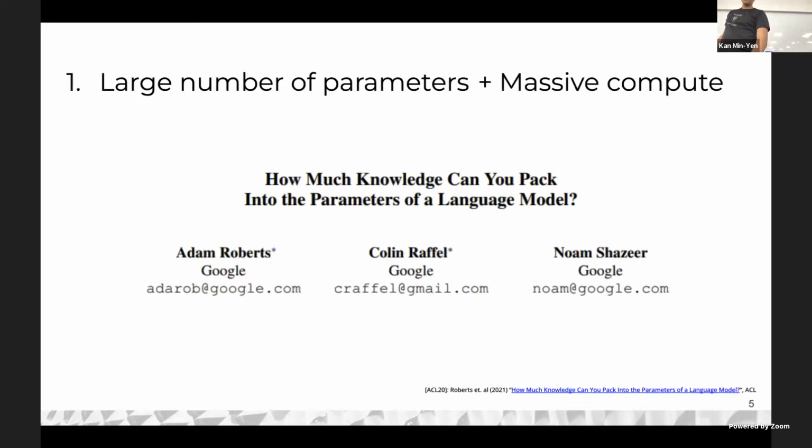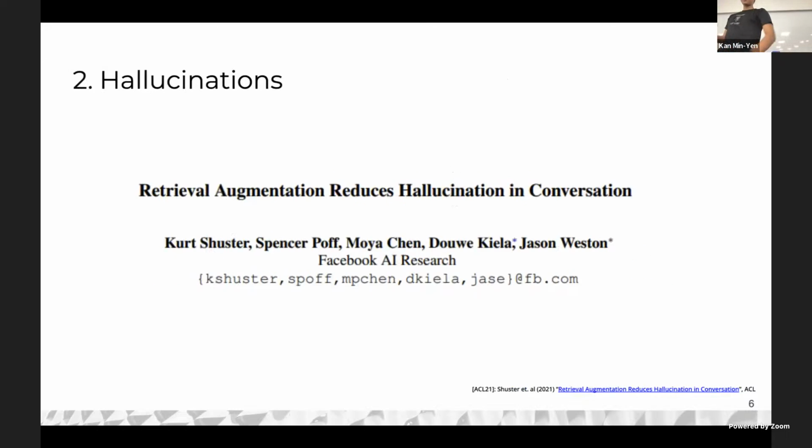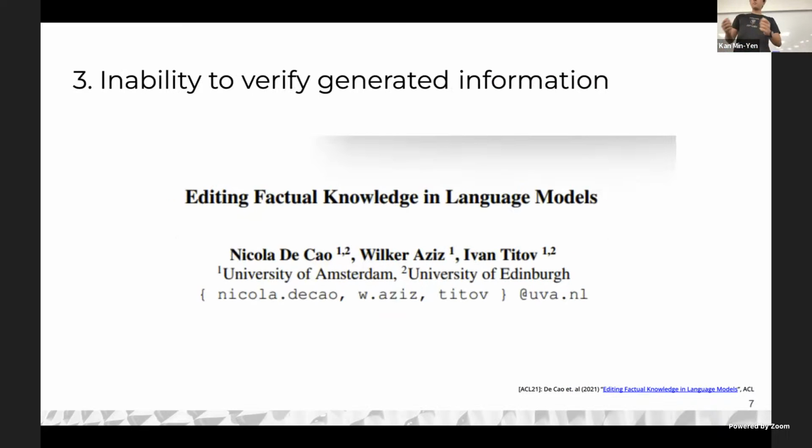So first, they require a large number of parameters and massive computational power as a result. Next, they tend to hallucinate. They can generate outdated or incorrect information. Third, they are unable to verify generated information, and that portion of verification is left up to the users to go and search up on their own. So this brings in retrieval-based LLMs, which can help to solve these issues and more.